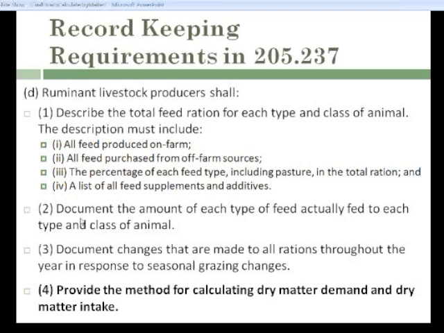And you need to document the amount that you're actually feeding to the animals. And then this is even more detailed here. You have to document the changes that are made to those rations during the grazing season. Most of you probably have to feed a little bit more hay or change the amount of grain during the grazing season as the quantity and quality of pasture changes. And this needs to be documented. And we'll talk more about that in detail in a little while. And then finally, this rule also requires, number 4 here, that you provide the method for calculating the dry matter demand and the dry matter intake.